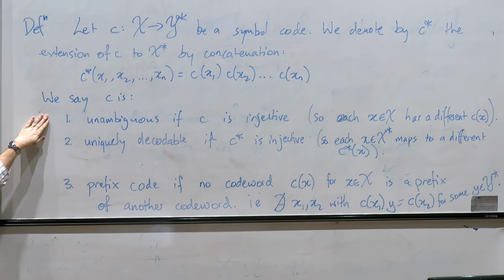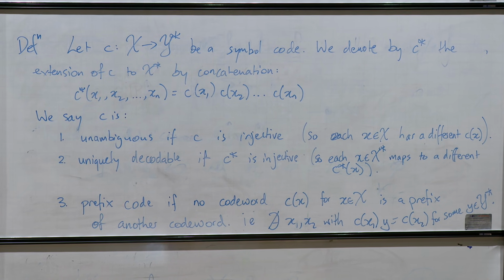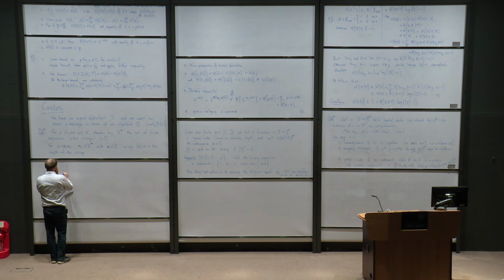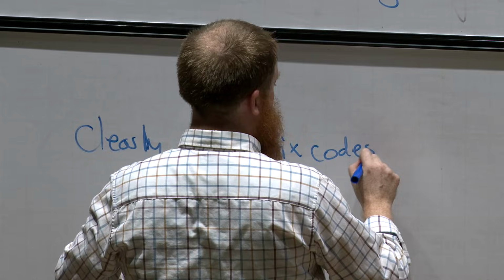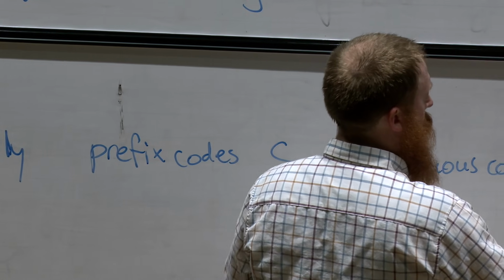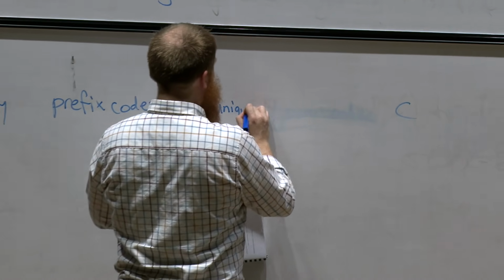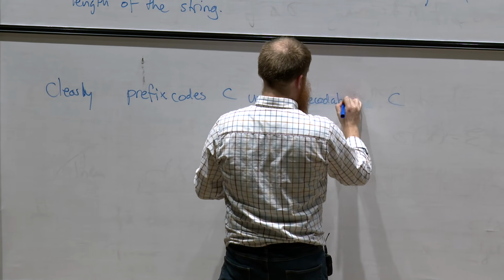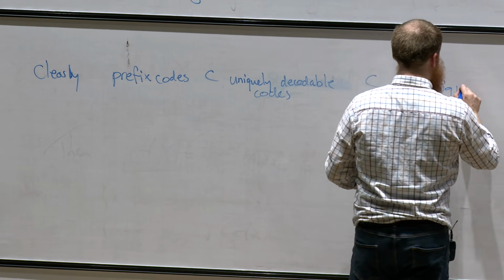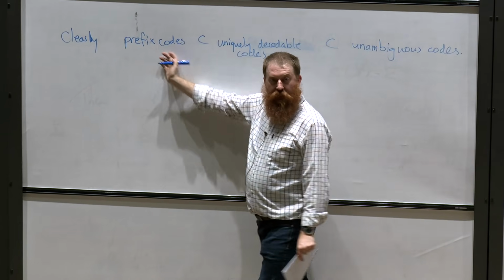Unambiguous codes are a bit useless. Uniquely decodable codes sound good, but they're a nightmare to work with. So clearly, we know that prefix codes are a subset of uniquely decodable codes, which are a subset of unambiguous codes. But our interest is going to be mainly down this side of the board.